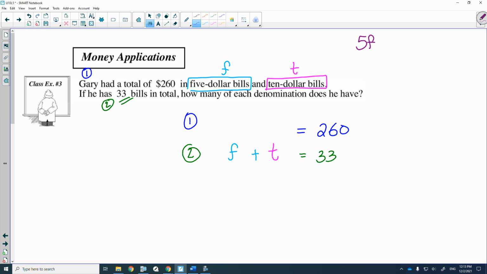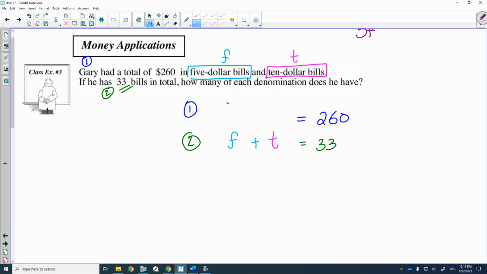Because if she has three $5 bills, how much money does she have? If she has three $5 bills, it'd be 15, right? If she's got four $5 bills, 5 times 4 is 20. So what the money would be is $5 for every $5 bill she has, plus $10 for every $10 bill she has, and that's going to add to 260. So the two different types of bills were 33 bills total, but the money value of each bill is going to be 260 total.